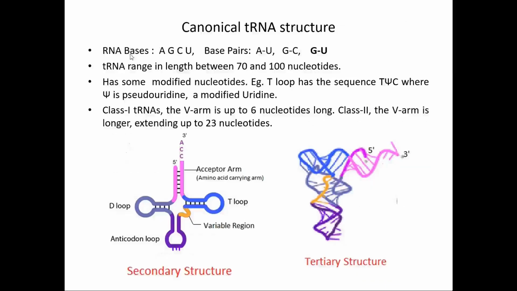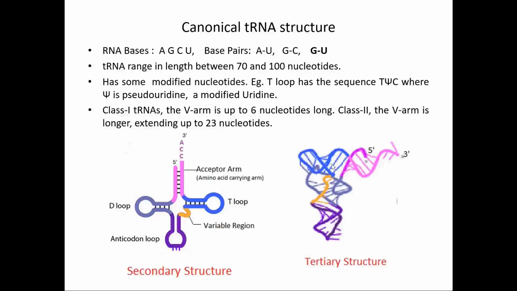The bases found in tRNA are adenine, guanine, cytosine and uracil. Base pairs are AU and GC, and a non-standard base pair GU is also found in tRNA. Taken together, prokaryotes and eukaryotes, tRNA range in length between 70 to 100 nucleotides. It has some modified nucleotides. This is the secondary structure of tRNA. The stem loop structure is here and a stem structure is here. This 3' arm of it, which has at the end a CCA sequence, carries the amino acid.